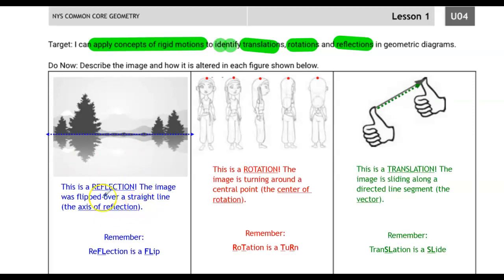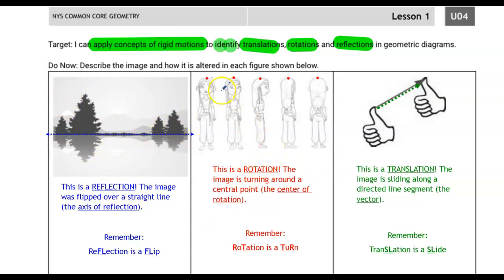All right, you should have gotten that this was a reflection. We call it a reflection because it's flipped over a straight line. That straight line is called the axis of reflection. So this dotted line is an axis of reflection because we've flipped this pre-image over onto the image.